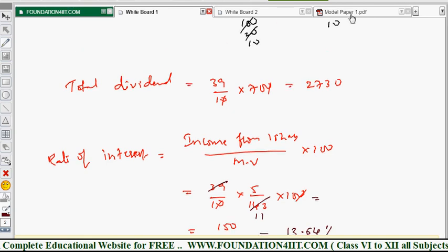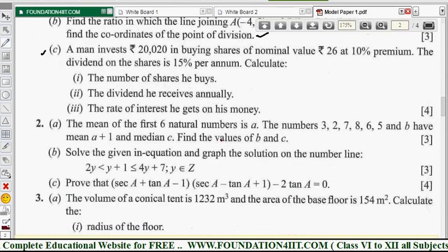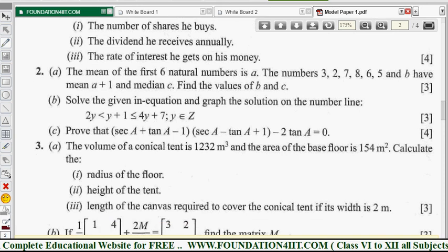So this is about question number 1, shares and dividend. Then we can continue with the problems in question number 2 and solve it.